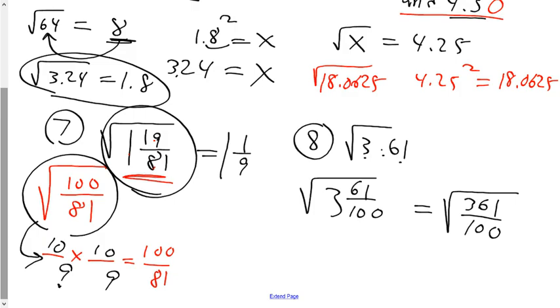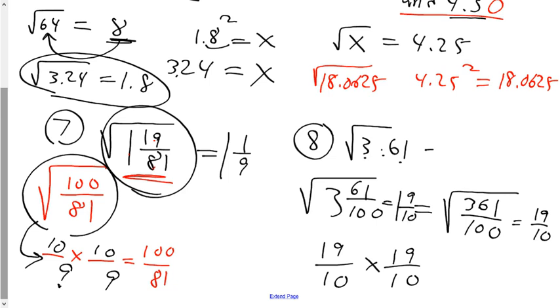361 is one of those perfect squares we memorized from 1 to 20. What one was it? 19 times 19, correct? 19 times 19 is 361. 10 times 10 is 100. So therefore, what is the square root of this? It is an improper fraction, it's 19/10. As a mixed fraction, it's 1 and 9/10. And as a decimal, it's 1.9.